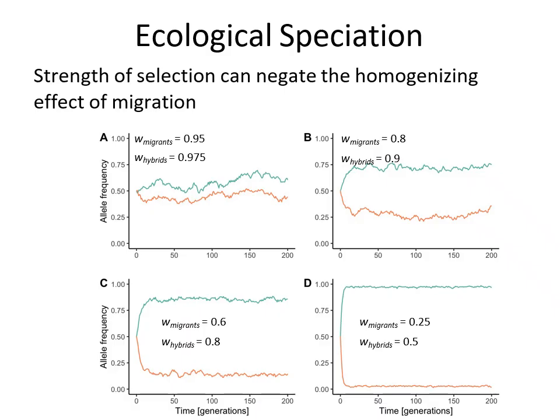So when we think about these really strong selective pressures, we start to see a really, really strong divergence, even if we have a lot of migration.